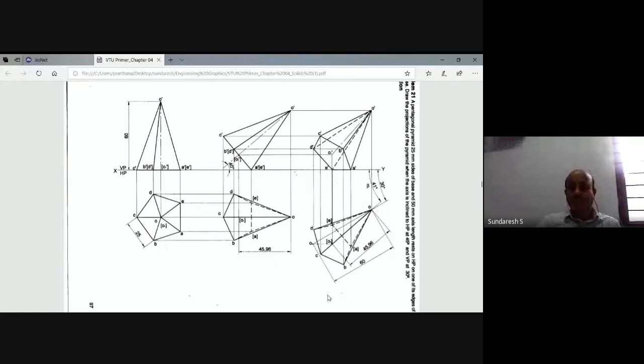So in this case, the points E and D are the two points which are away from the observer. Therefore, the edges which arise out of these two points will be invisible edges. What are the edges which can arise out of these points? One is E and A, another one is E and B. These are the two edges you can see in the front view, and also C and D. CD is the one.